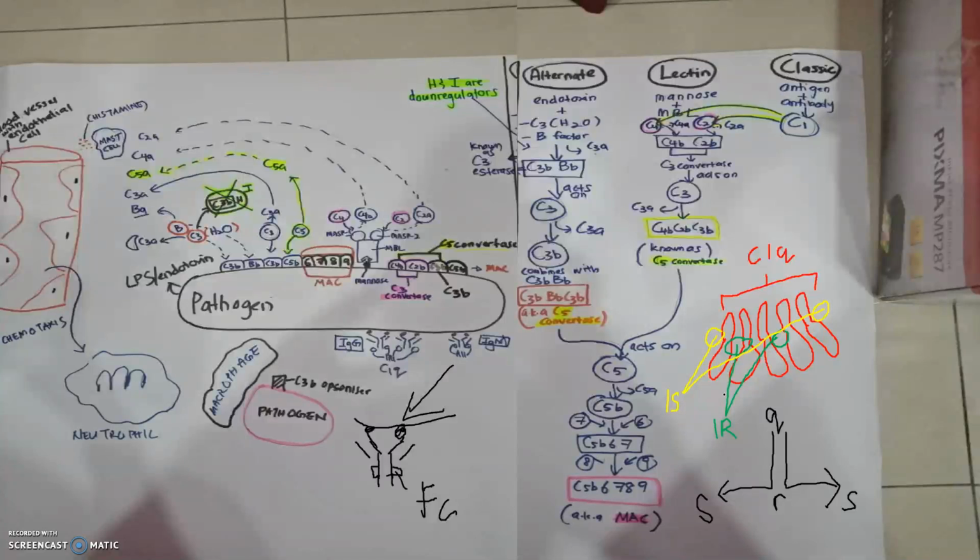C1 then has four more proteins: 1R, 1R, 1S, 1S. So basically there are two R and two S. When C1q attaches to the Fc portion of the antibody, the C1r becomes active, and this in turn activates the C1s.